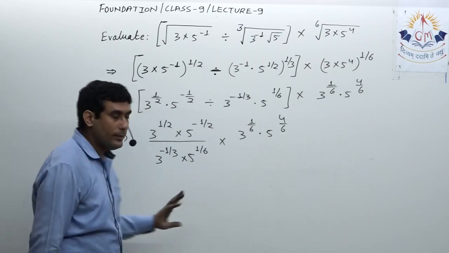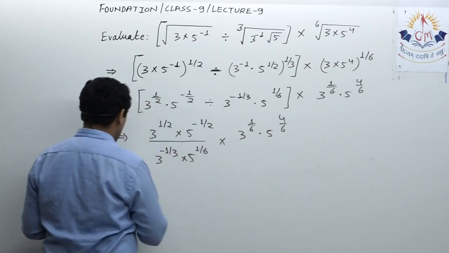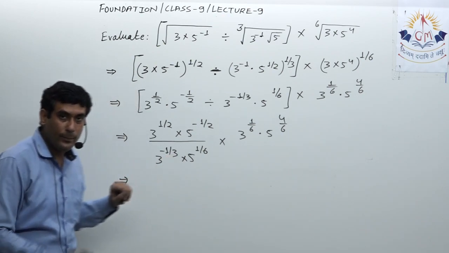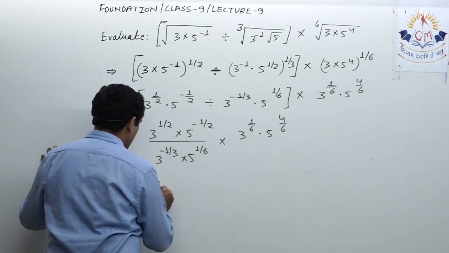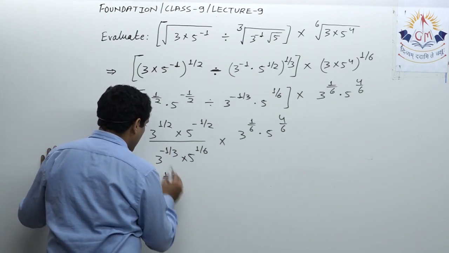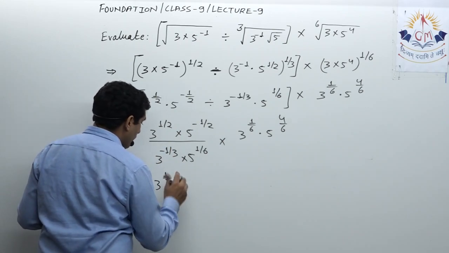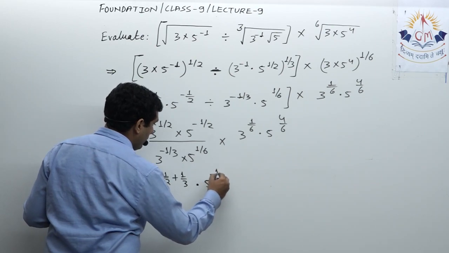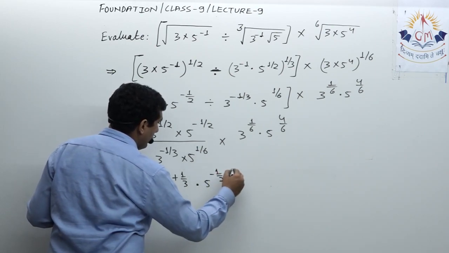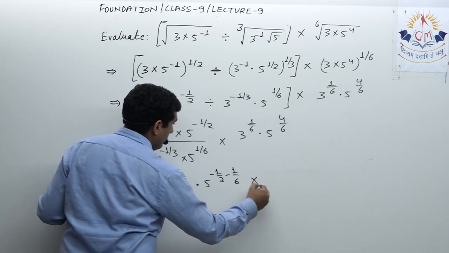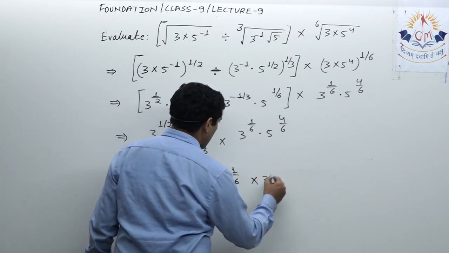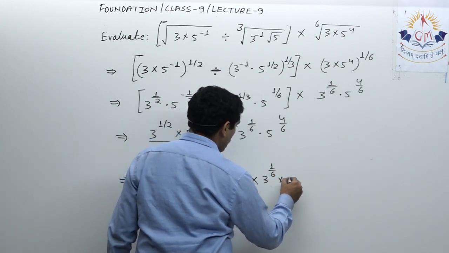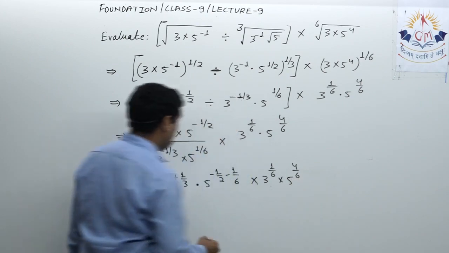So better to let the denominator be 6 only. Now over here what I will do, I will write the terms of the same base all together. So here 3 raised to 1 by 2 into, when I take this above, so plus 1 by 3 simply, into 5 raised to minus 1 by 2, and this will come, so minus 1 by 6 multiplied by 3 raised to 1 by 6 into 5 raised to 4 by 6.